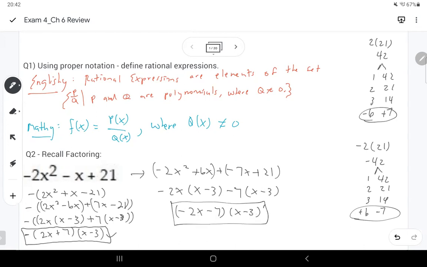If you FOIL and then distribute the negative for the first one, you'll see that you'll get both of those back to the original problem. So there's that for you. All right, move on.